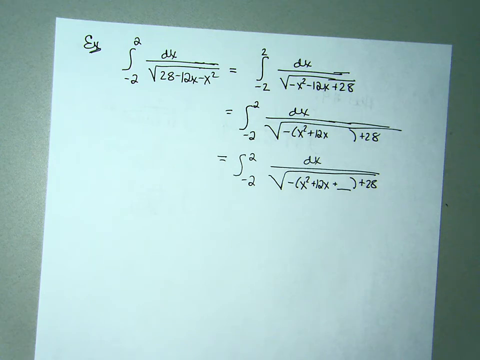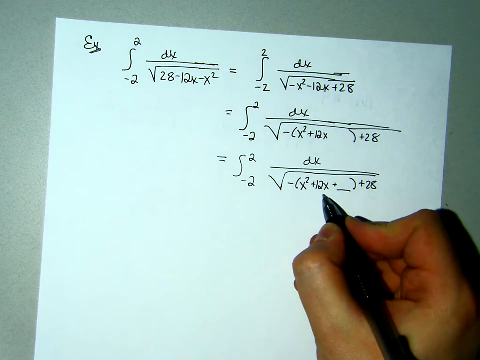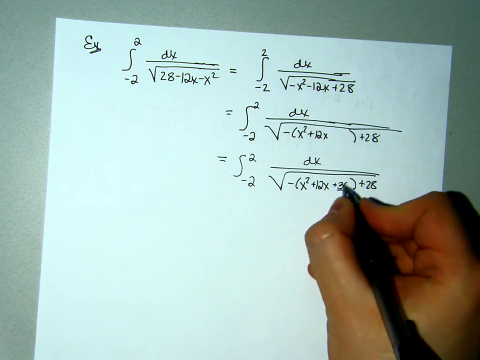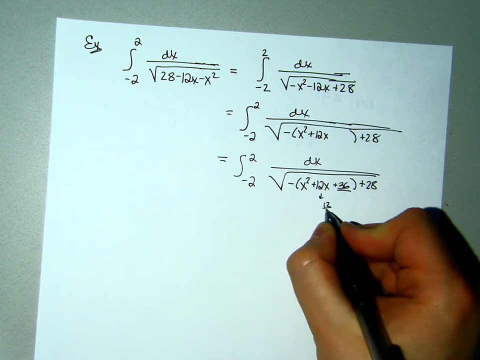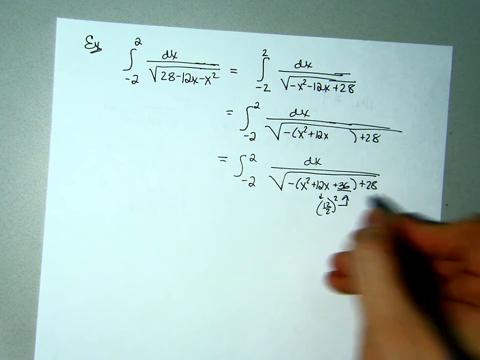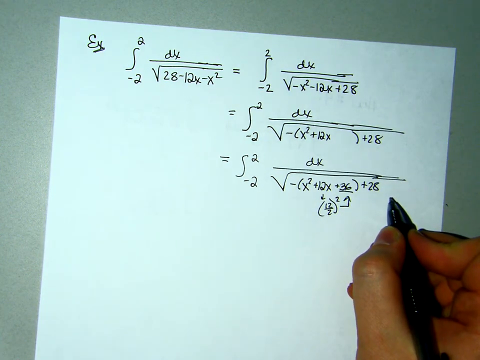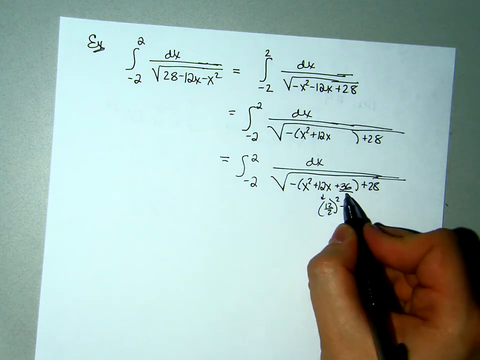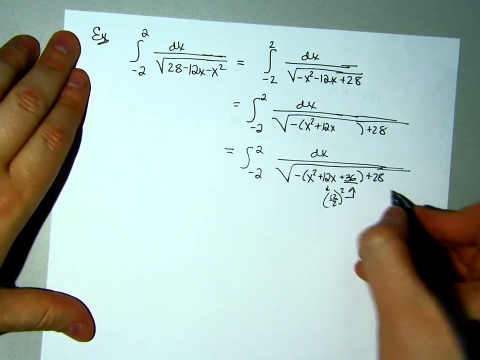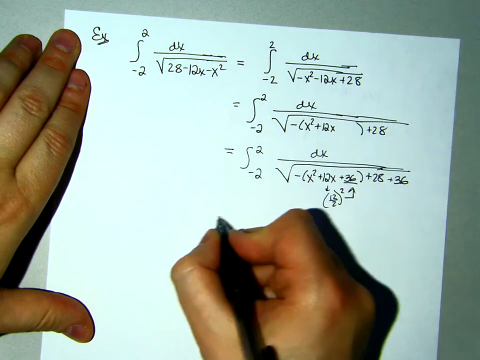Sydney, what's going to get added into the parentheses? Half the middle number, half of 12 is 6. Square it, you got 36. Perfect. You need to write it out. Half of 12 is 6. Squared is 36. Add 36 or subtract 36 on the outside. Why? Because this 36 is actually changing the bottom by -36, so I'm going to add 36.